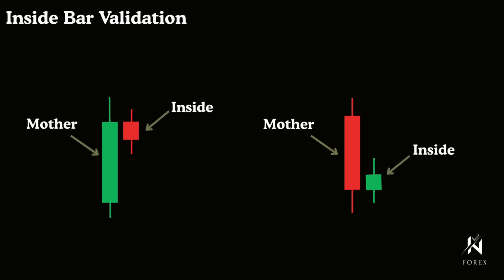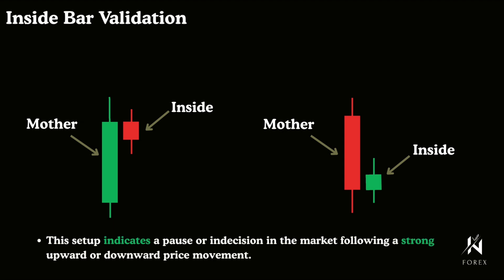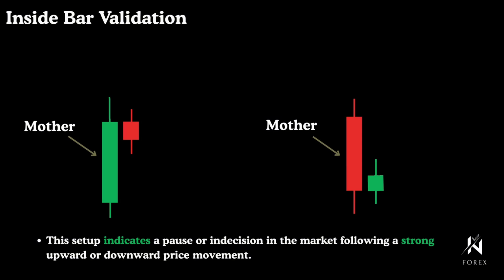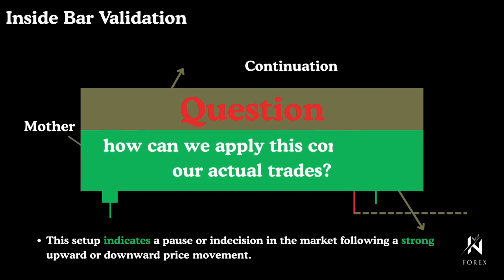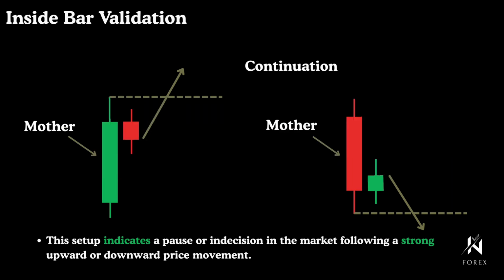The psychology driving this setup indicates a pause or indecision in the market following a strong upward or downward price movement. If the price moves above the high of the mother candle, it suggests the trend is likely to continue. On the other hand, a break below the mother candle's low points to a potential pullback or short-term reversal. This principle holds true in bearish market conditions as well. But here's the real question: how can we apply this concept in our actual trades? Let me walk you through an example.